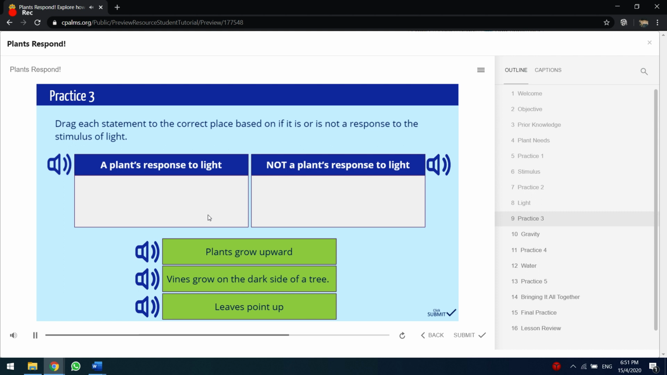A plant's response to light. Not a plant's response to light.